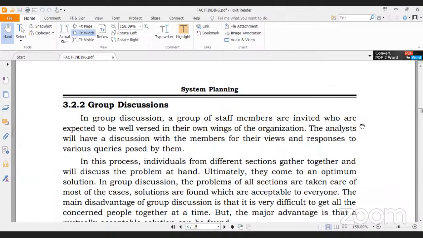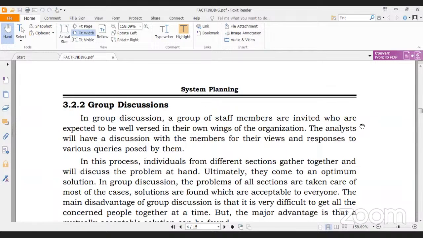Now, the second is the group discussion. In group discussion, a group of staff members are invited who are expected to be well versed in their own wings of the organization. Group discussion is normally happening. Suppose, let's say, the director of DDC wants to know the course progress of MCA, MBA, BA, PG. So the director will ask all the course coordinators in a meeting and will discuss the things. That is a group discussion. Everybody is allowed to share their own opinions.